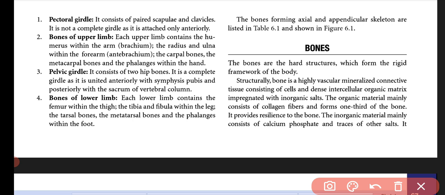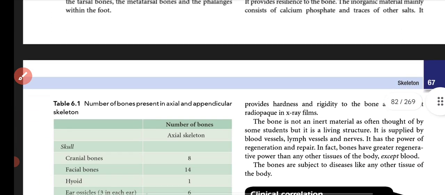So the bone has two parts. The organic part is the collagen fiber, and the inorganic material mainly consists of calcium phosphate and traces of other salts. One portion is organic, another portion is inorganic.